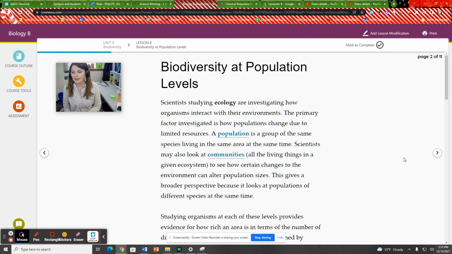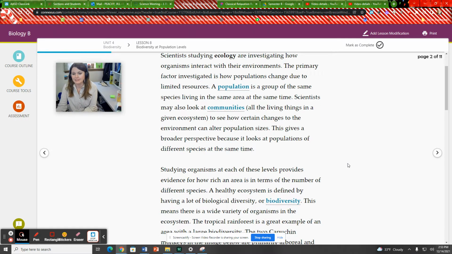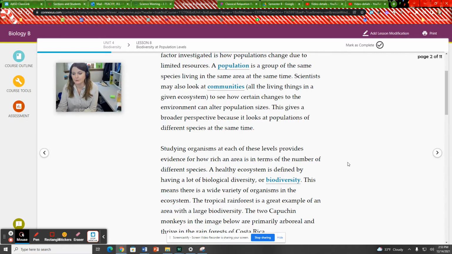They're also interested in how different populations affect each other. So looking at whole communities, because sometimes changes in one population have an impact on another population. It gives us a broader perspective of what's going on.